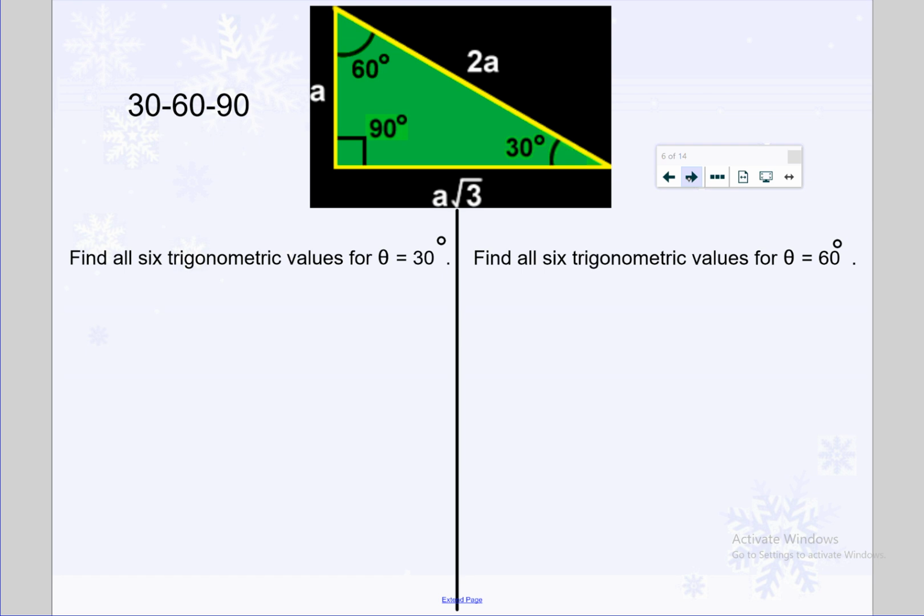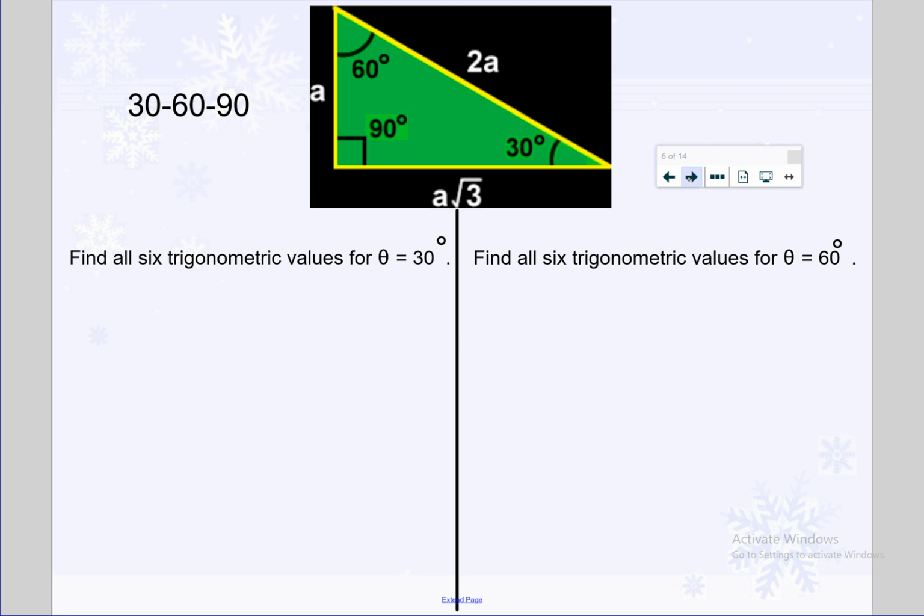When you're drawing a 30, 60, 90 triangle, the A or X or the single length, the smaller side is always opposite 30. Always opposite 60 is that length times the square root of 3. And your hypotenuse is always 2 times that smallest length, whatever it is. Okay, so that's your goal for the next, I don't know, 10 minutes or so. Find all 6 trig ratios for 30, and then do it again, all 6 trig ratios for 60. And then we're going to put those on the board and check them.